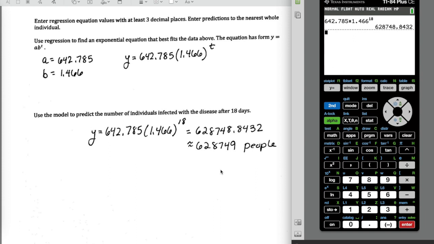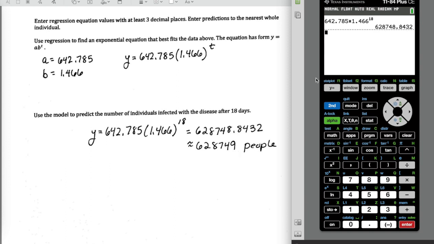628,748.8432, and when we round it to the nearest whole person, because we don't want a portion of a person, this 8 right here is going to make this bump up to 9. So our final answer is going to be 628,749.